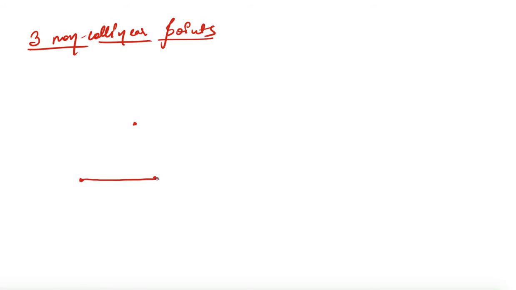I'll join this and this. Let me call this A, let me call this B, and let this point be C. So I'll join AB and BC, right? So I got two straight lines. Now what we'll do, we'll draw the perpendicular bisectors of AB and BC.